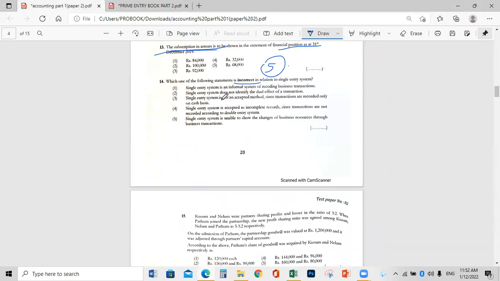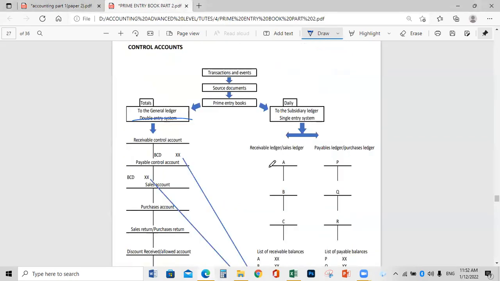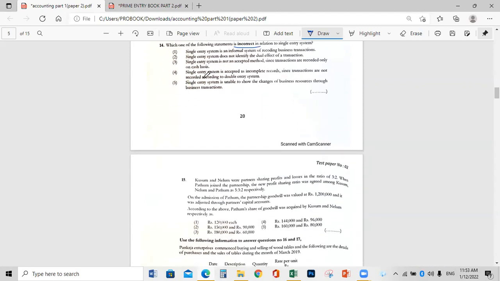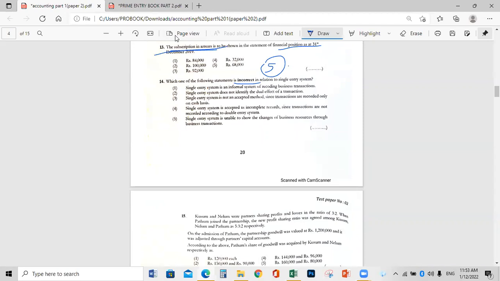They do that. Now, single entry is an informal system of recording transactions. Yes, it's informal. That means, guys, you don't maintain double entry. Every day when a transaction happens, let's say with A, you will keep on recording in A's ledger. So we can say, yes, it's informal. Single entry does not identify the dual effect of a transaction. That is what we call single entry, right? Single entry means you don't record the double entry method. You will only record one entry of a transaction, not the double entry.